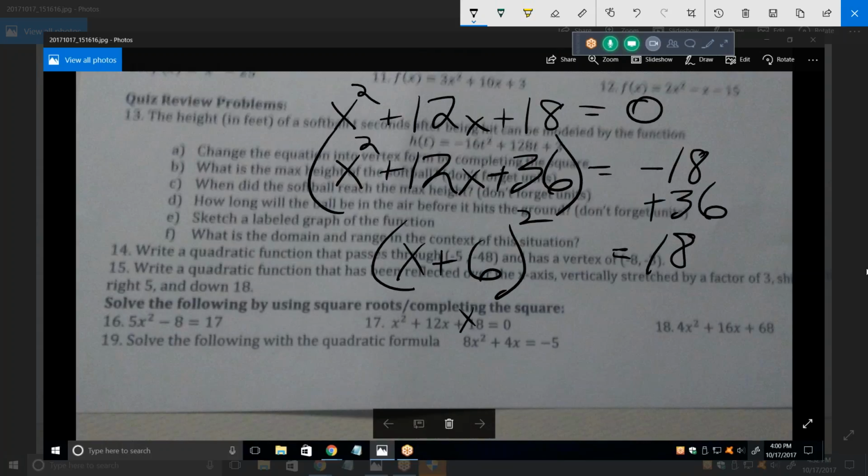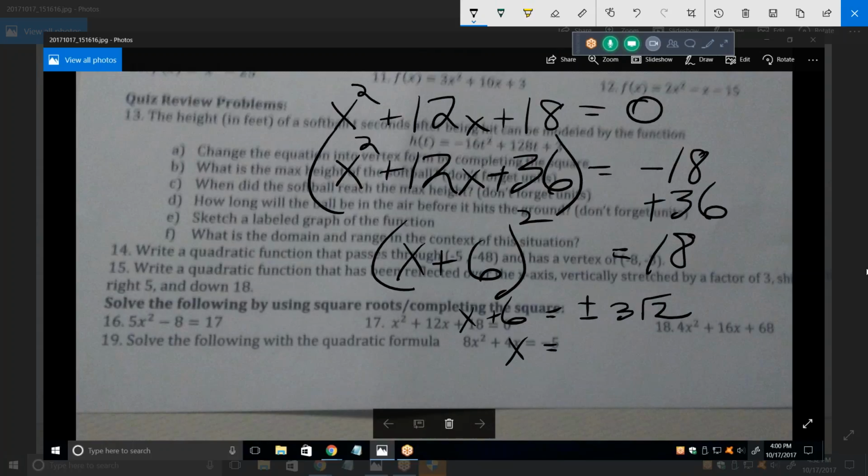So what's x plus 6 equal to? So plus or minus square root of 18. Yeah, and the square root of 18 is the square root of 9 times square root of 2, so that becomes 3 root 2. With me? Yes. That's the square root of 18. In other words, simplified. Now, what's the last line?